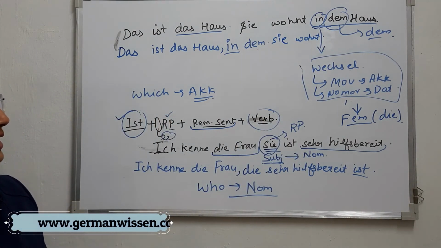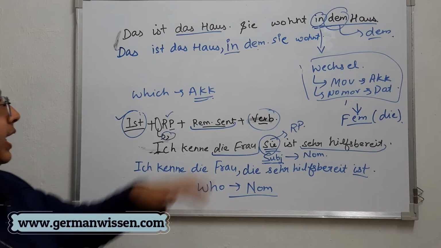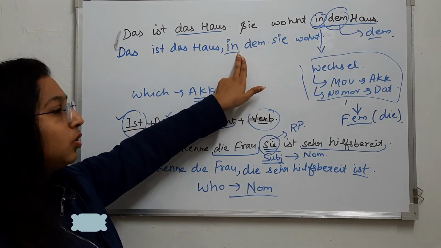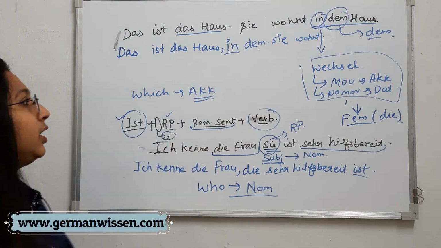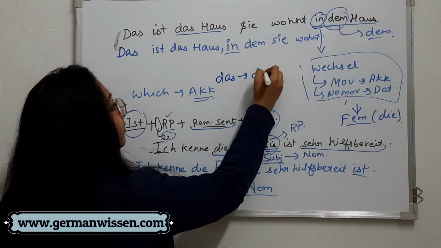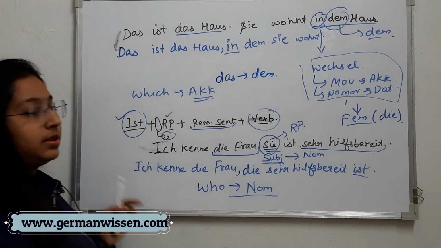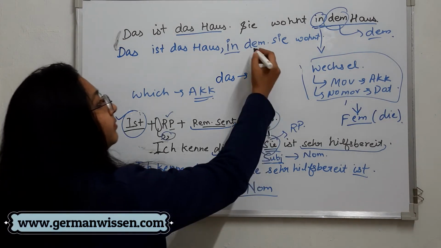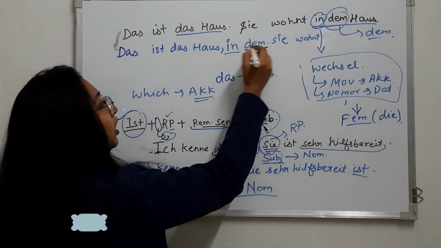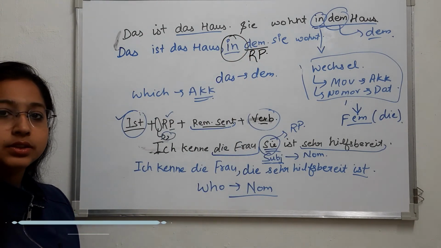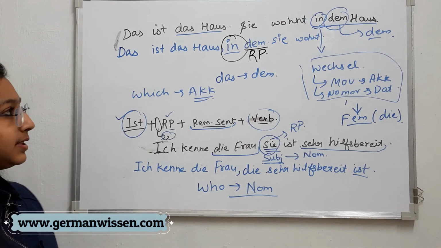I am repeating this concept once again. In is there, which is the Wechsel preposition, and there is no movement. That's why your article, which is accusative das, changes to dem. Dem Haus. The relative pronomen that we have chosen here is dem, because of in. So, in dem sie wohnt. I hope you understood this.